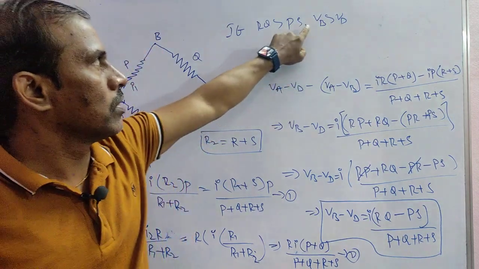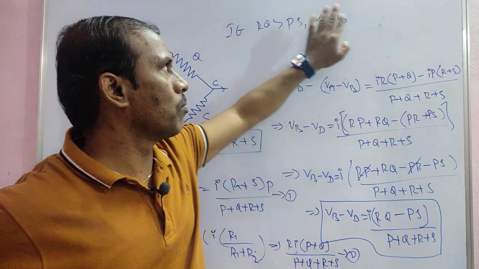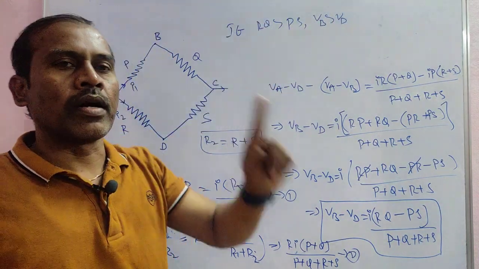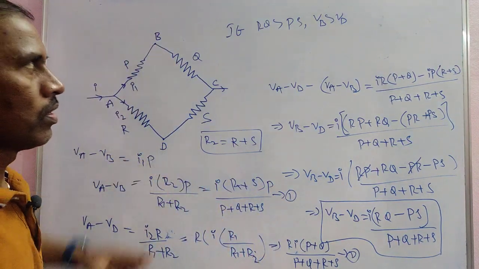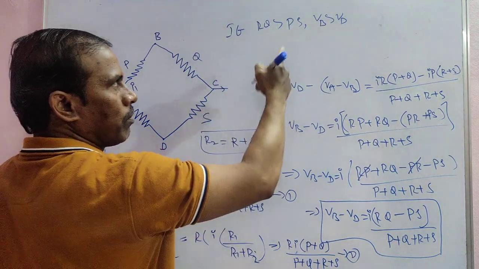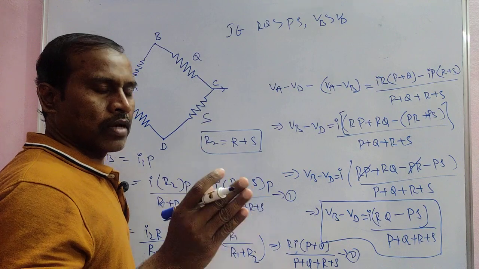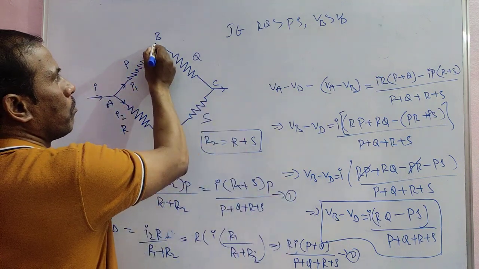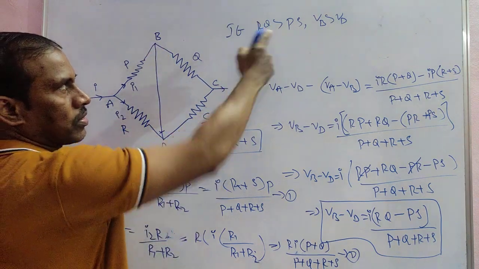The potential at B is greater than the potential at D. So this means the direction of current is from B to D. RQ greater than PS, VB greater than VD, that means the current flows from B to D. This is the first case.